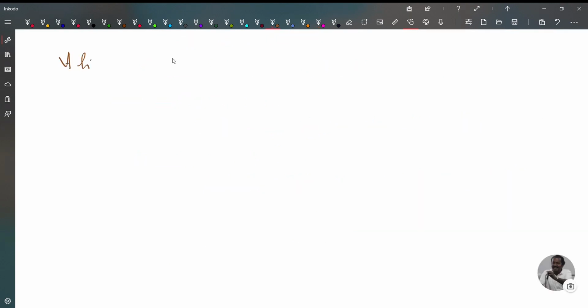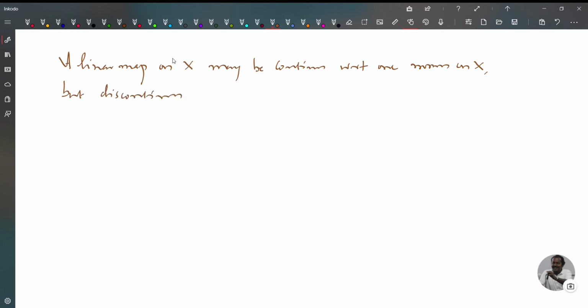A linear map on X may be continuous with respect to one norm on X, but discontinuous with respect to another norm. We can illustrate this using an example.